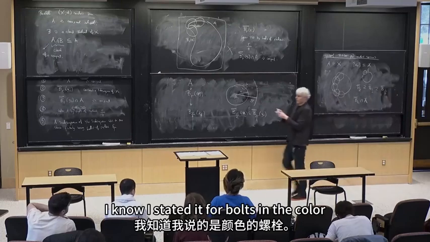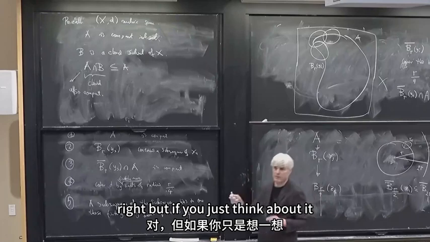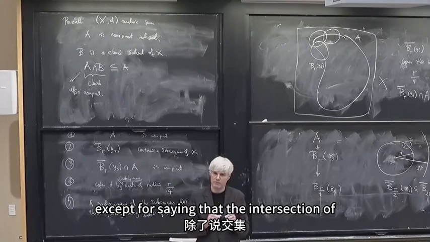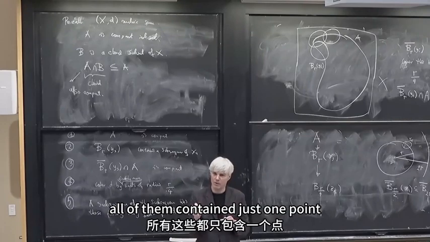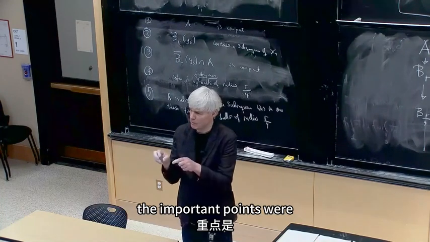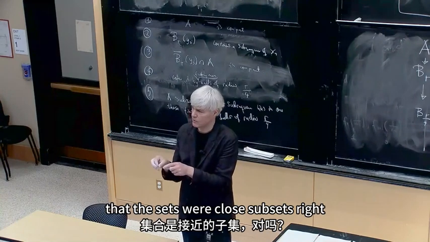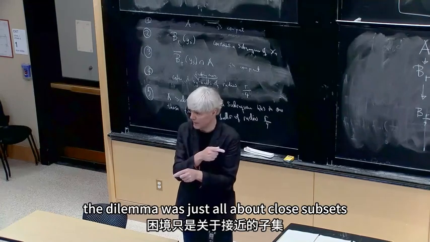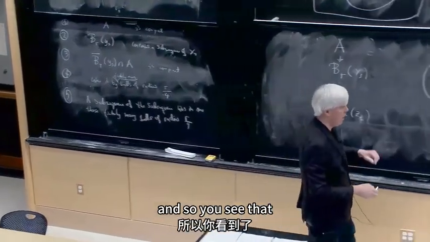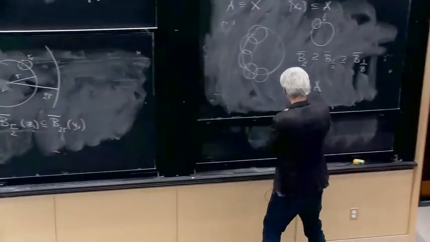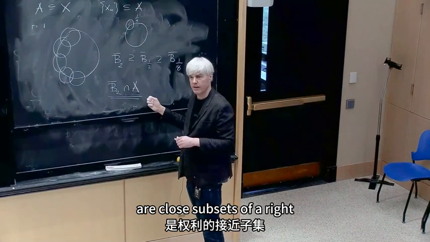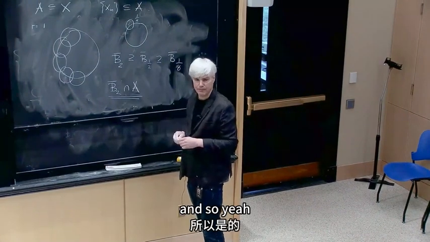I stated it for balls in the call length, right? But if you just think about it, the balls play no particular role except for saying that the intersection of all of them contained just one point, and that was because the radii went to 0. The important point was that the sets were closed subsets, because the lemma was all about closed subsets. So you see that these guys here are closed subsets of A, right?